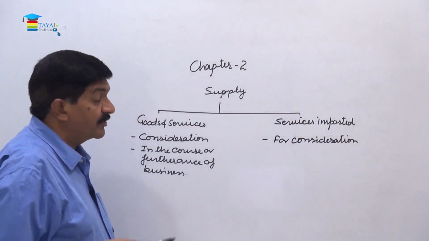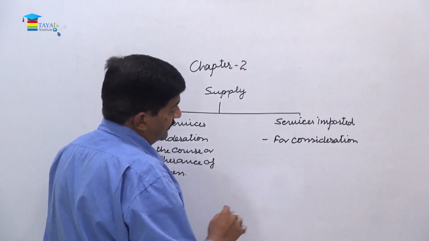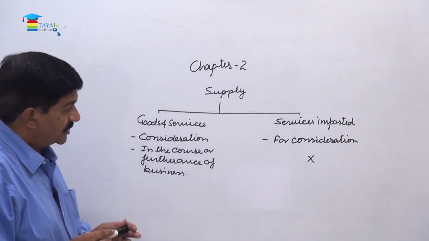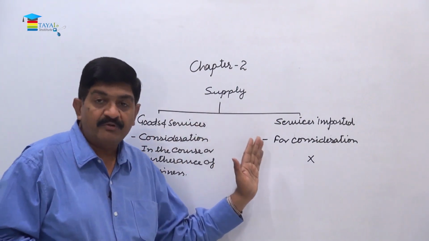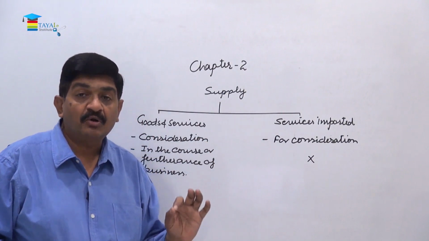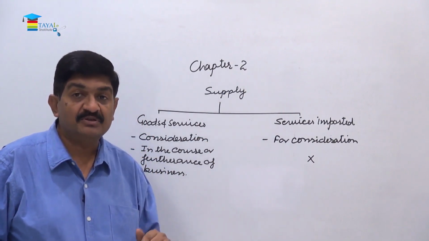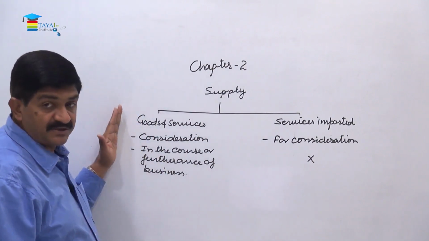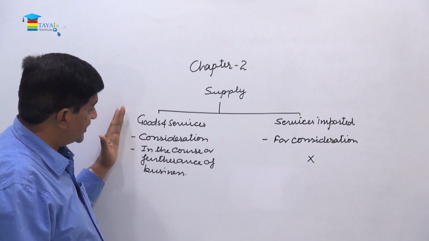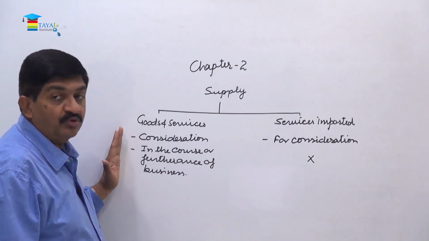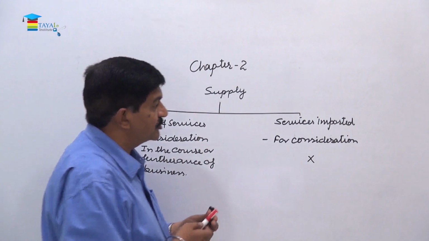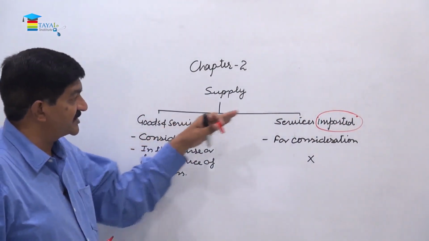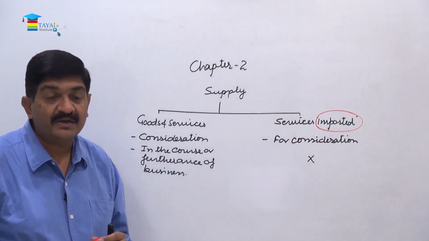Services imported but for consideration, whether those are imported in the furtherance of business or not, it is immaterial. So now you can say that services imported for a consideration, whether or not in the course or furtherance of business, are called a supply and that is taxable. In other cases, there has to be a consideration and there has to be a course or furtherance of business. So this is only in relation to services which are imported. These are domestic services, these are services which are imported.